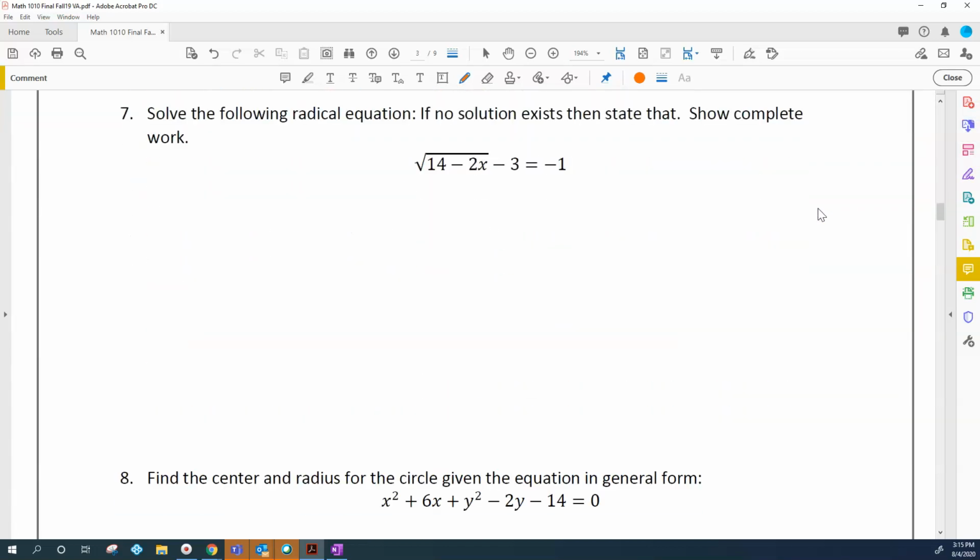All right, let's take a look at this one. In this one we want to solve this square root. And so you always want to make sure that your square root is by itself first. Right? So that means I need to add my 3 over so I can get my square root by itself.